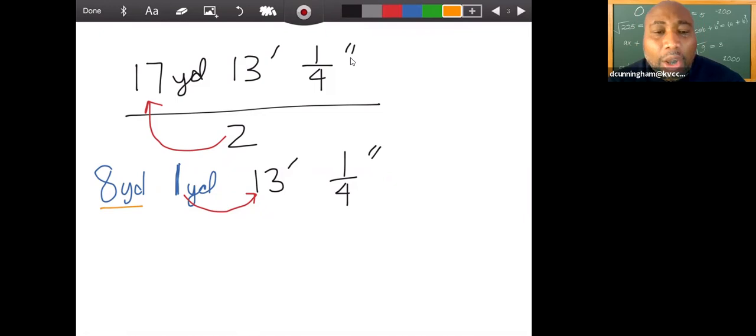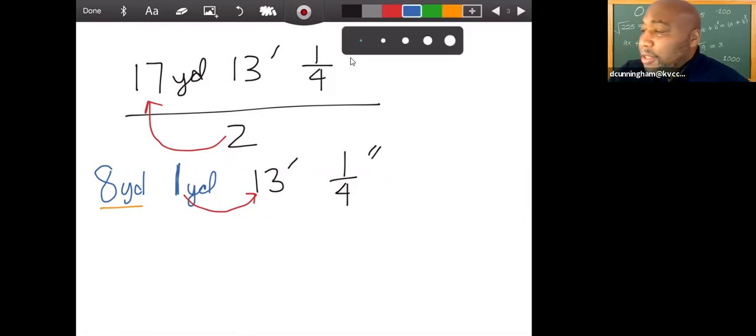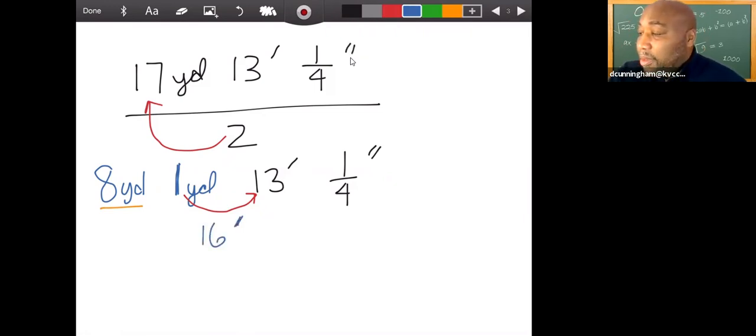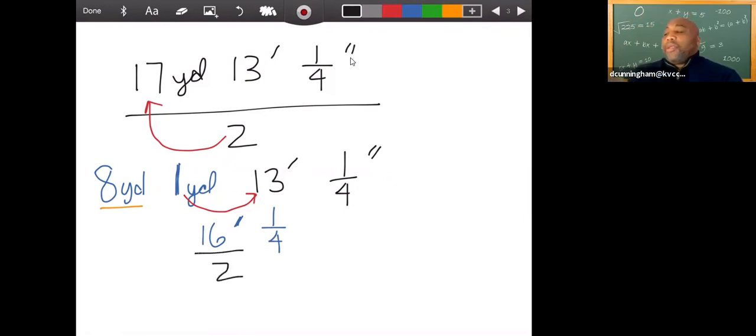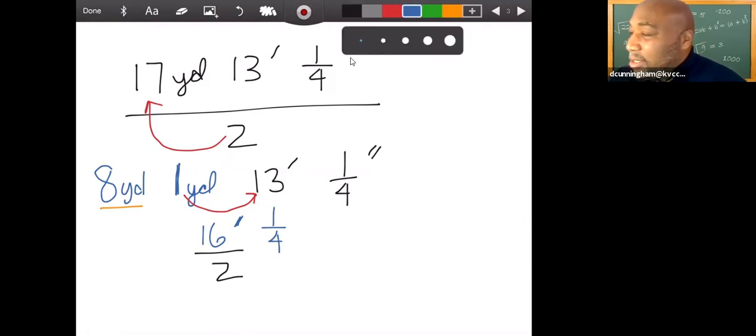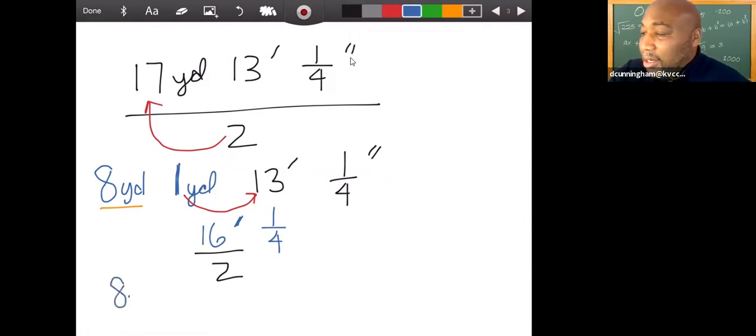So let's convert that. We know that 3 feet equals 1 yard. So in this case, look at this, guys. I'm going to write this in blue. This will give me 3 feet equals 1 yard. So 3 plus 13 is 16. And then we have our 1/4. Now what we're going to do is divide the 2 into the feet. So 2 goes into 16 evenly 8 times. So in this case, we have 8 yards, which is okay.